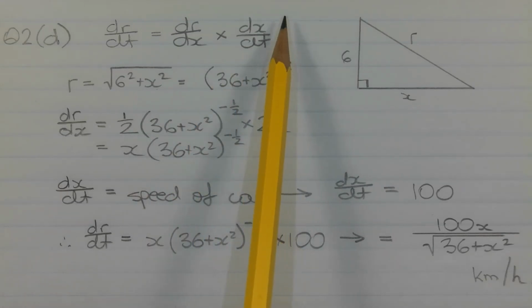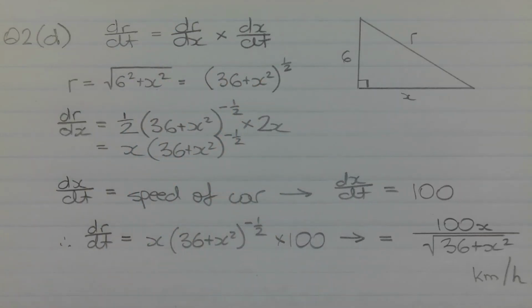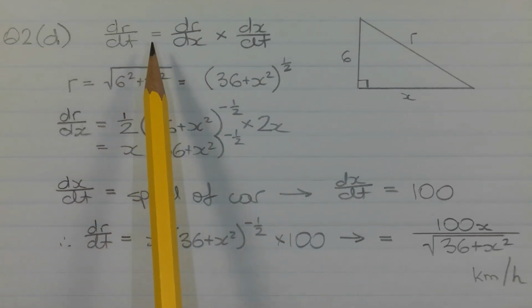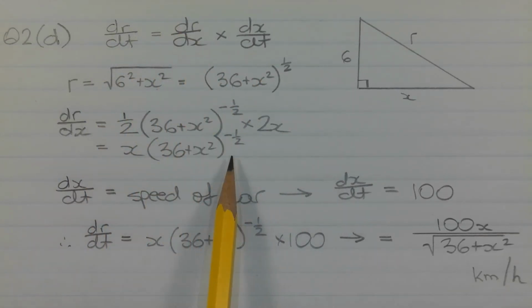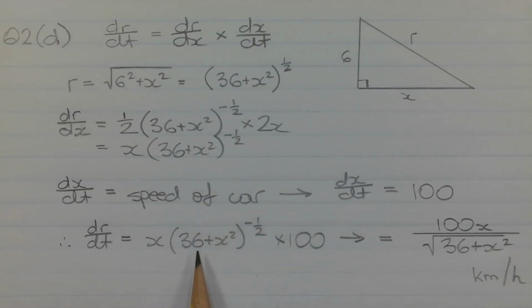So going back to our related rates of change equation here, we have dr/dt is equal to dr/dx, which we have here, multiplied by dx/dt, which is 100. So x times (36 plus x squared) in brackets to the power of negative half times 100 is equal to 100x over the square root of 36 plus x squared kilometers per hour when expressed in surd form.